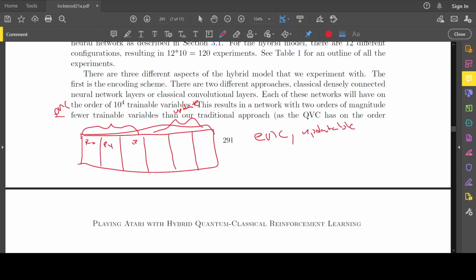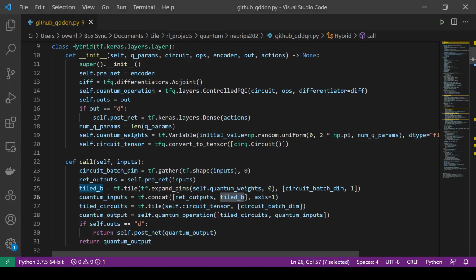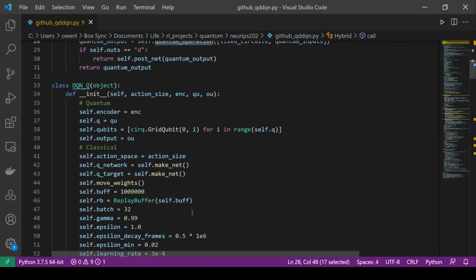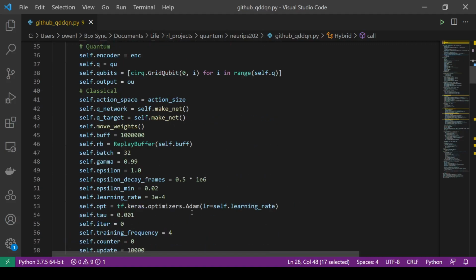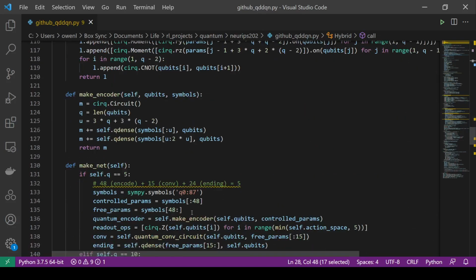Right, and so that's exactly what we're doing here. Well, we tile them first, but we concatenate them, and then we tile that blank input circuit. We get the quantum output. I think it's interesting that I define the ops.